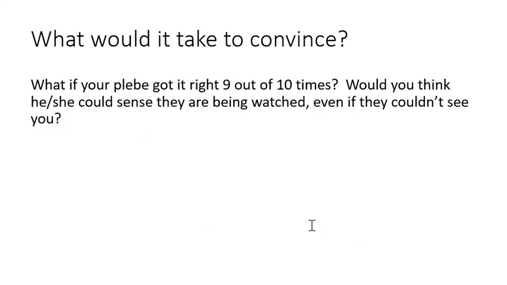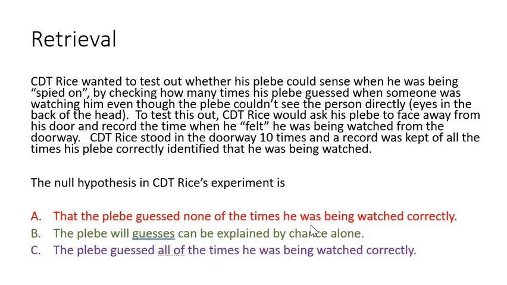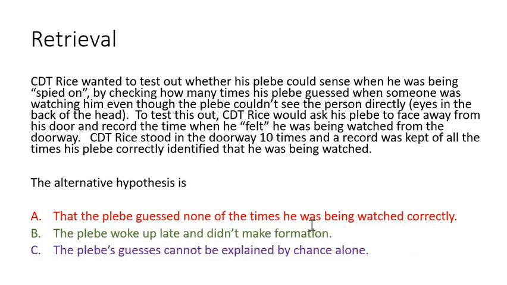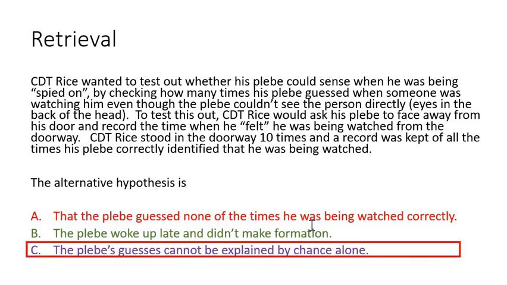So what would it take to convince you? If in this case it was a plebe, and the plebe got it right 9 times out of 10, would you be convinced? Maybe not. So the evidence that you would need might be stronger for something like this. You always want to statistically test whether the plebe's guesses can be explained by chance. The null hypothesis would be the status quo: the plebe's guesses could be explained by chance alone. The alternative would be that the plebe's guesses could not be explained by chance alone. So it's not the status quo.